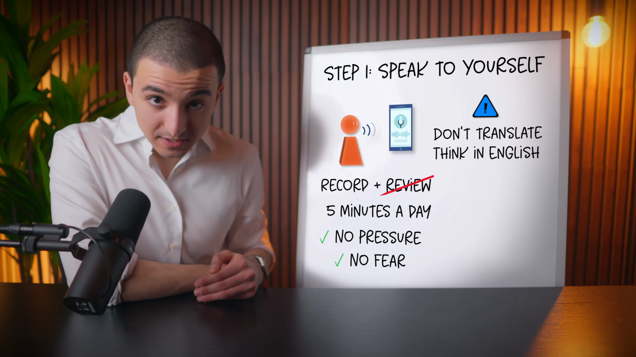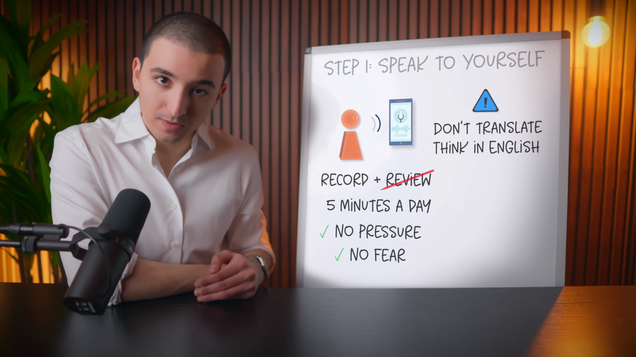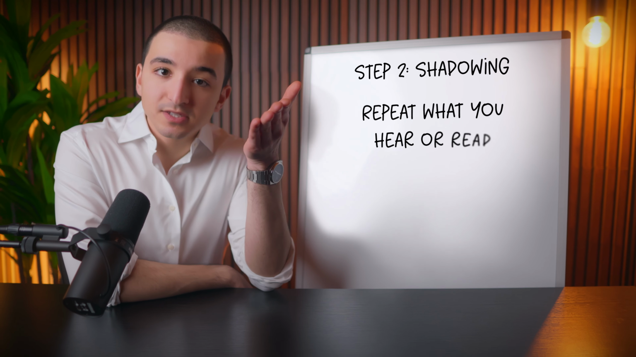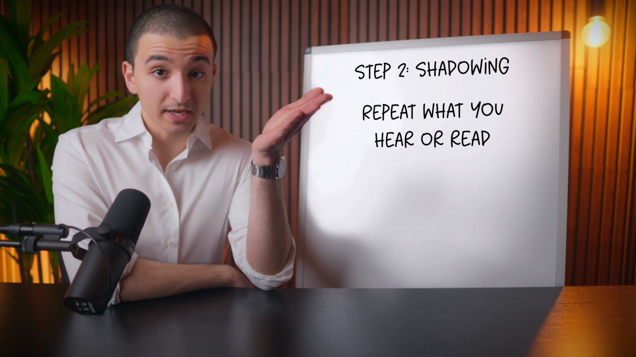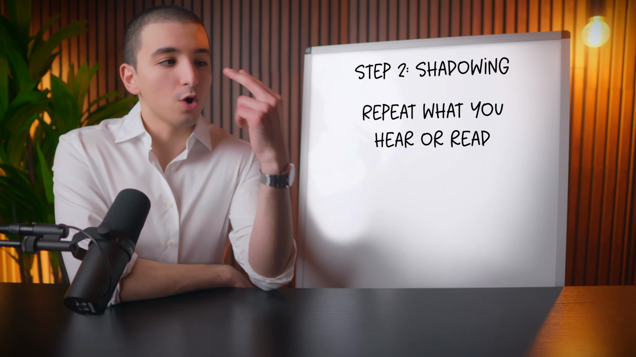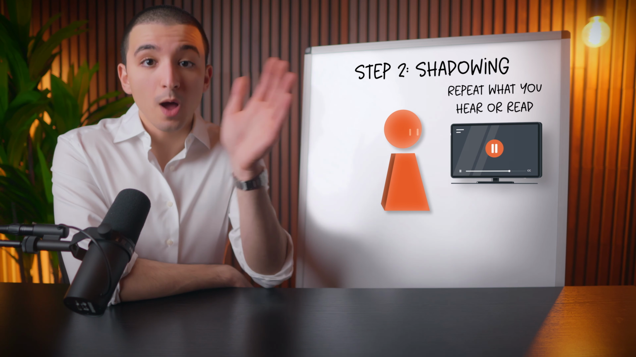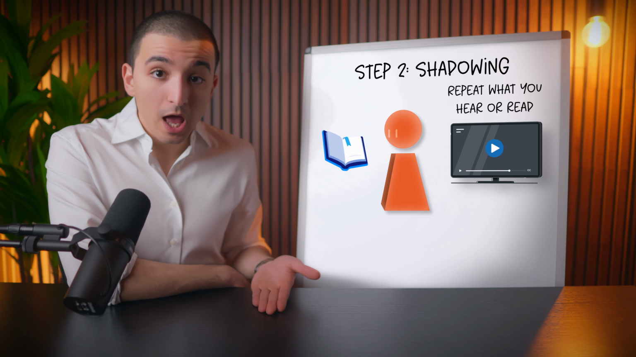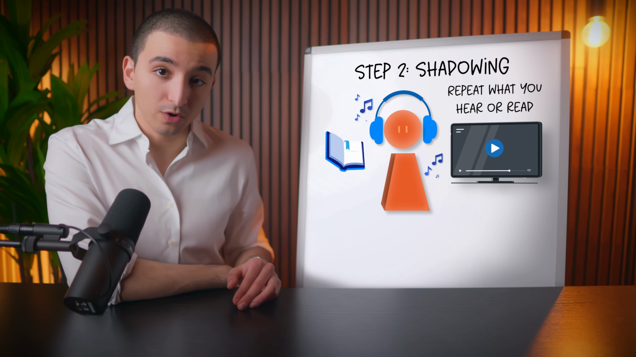I know it's not easy, so I will make a video showing exactly how to do this. Step 2. Shadowing. This means repeating what you hear or read out loud. Every time you're consuming content in English, repeat what you hear or read. For example, if you're watching a movie, pause and say what the actor says. When reading, read out loud. When listening to music, sing along.